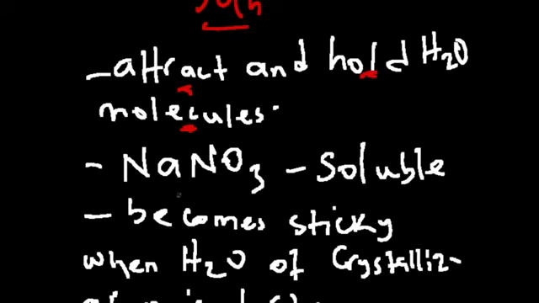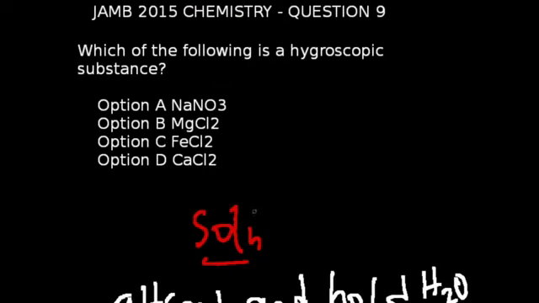And sodium nitrate is a typical example of such substance, and it is also soluble in water. Another point you need to know is that it becomes sticky when the water of crystallization is lost. So the correct answer to this question is option A, which is sodium nitrate.